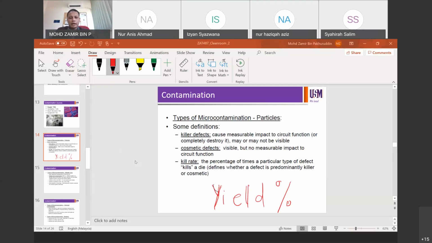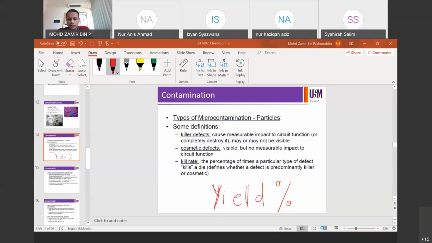So kill rate, percentage of times a particular defect kills a die. So just like what I said just now, some defects can be tolerated, and some other defects cannot be tolerated because it will just kill your device instantly. Okay.